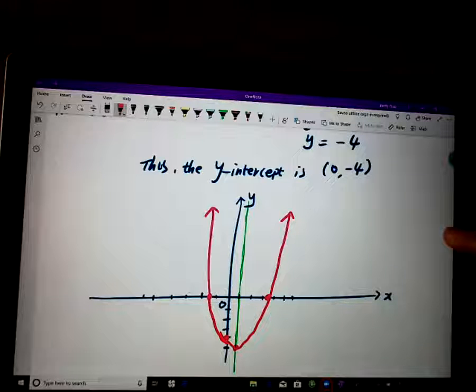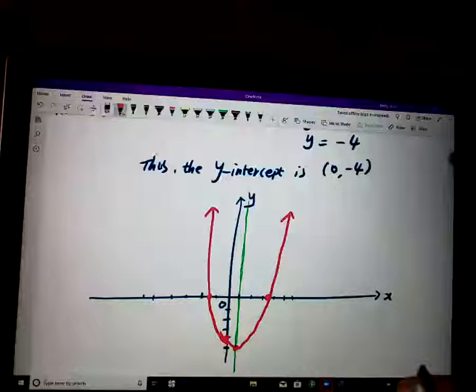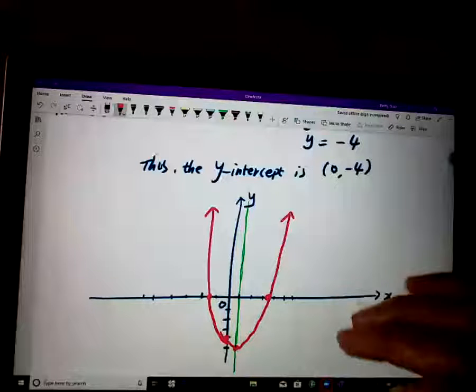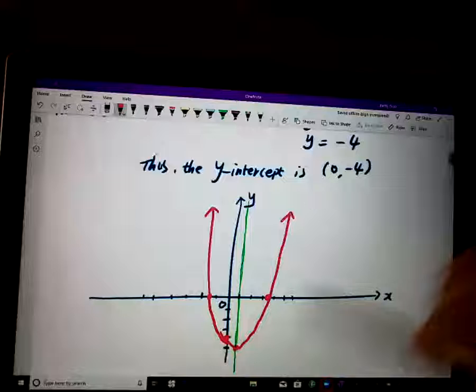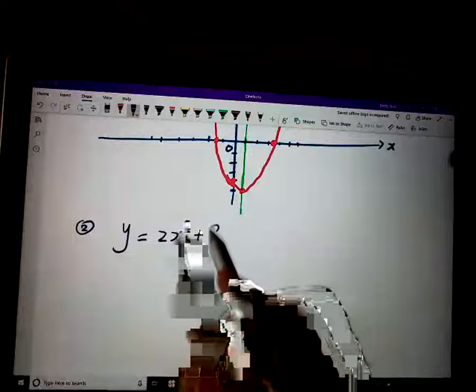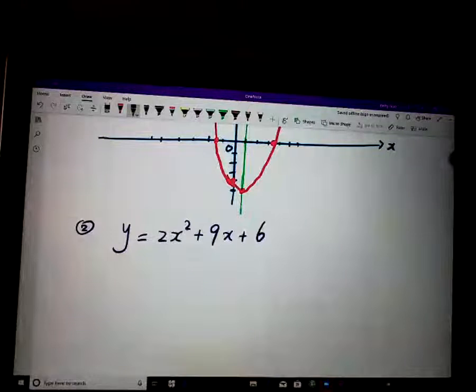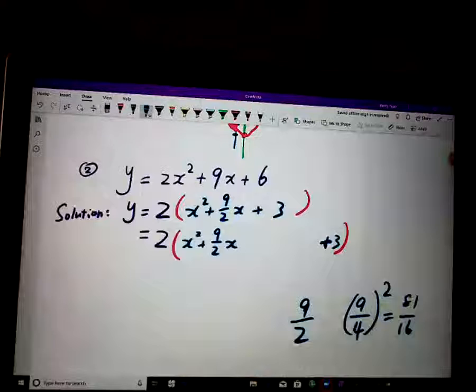How do we rewrite a function in the vertex form? How do we find the y-intercept for a parabola? And how do we find the axis of symmetry for a parabola? And how do we handle the leading coefficient different from 1? I'm going to show you, if the leading coefficient is different from 1, how do we rewrite the function in the vertex form. But it is good fractions practice anyway.